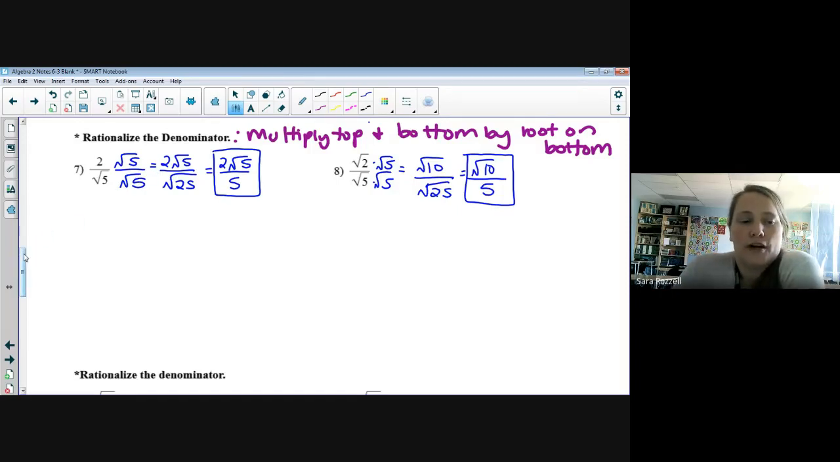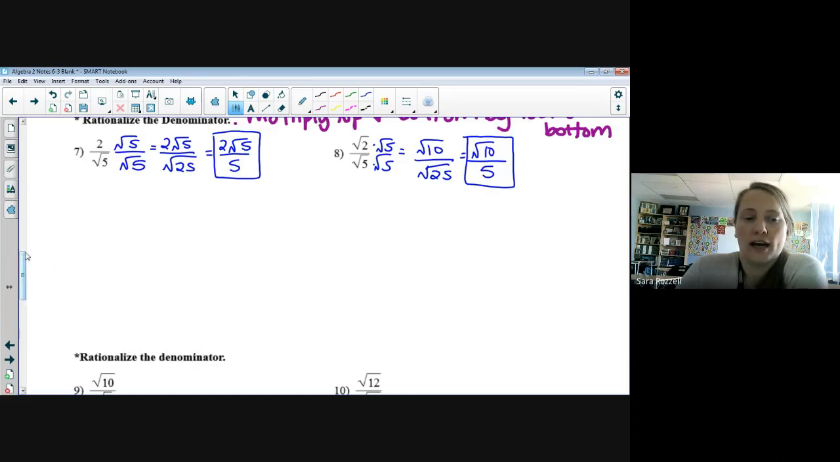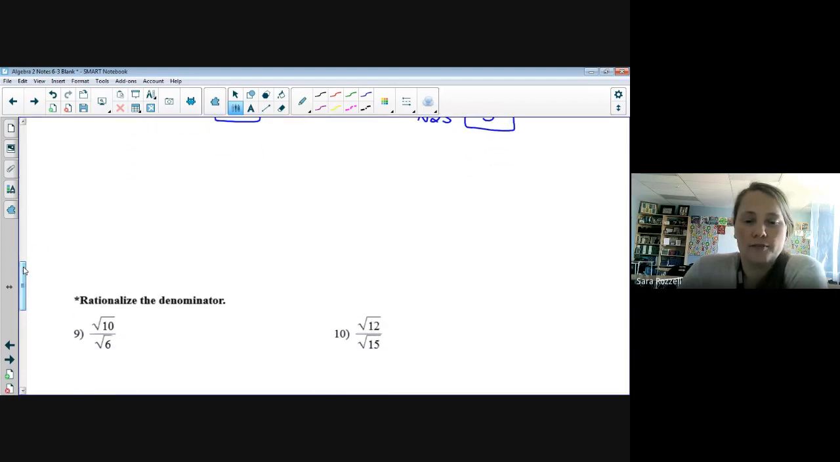Sometimes when we're doing our rationalize the denominator, we have to simplify first. It makes it a whole lot easier. But these, we had a 2 and a 5. They couldn't simplify. Another 2 and a 5. But if you get to problems that you could simplify first, you're going to want to do that. Do 10 and 6 have something in common? What divides into 10 and 6? 2. So we always want to try to simplify them first.